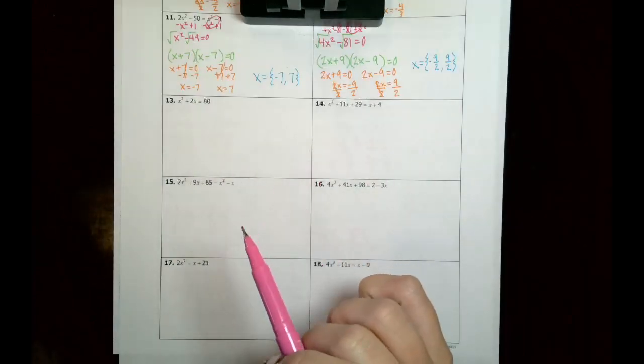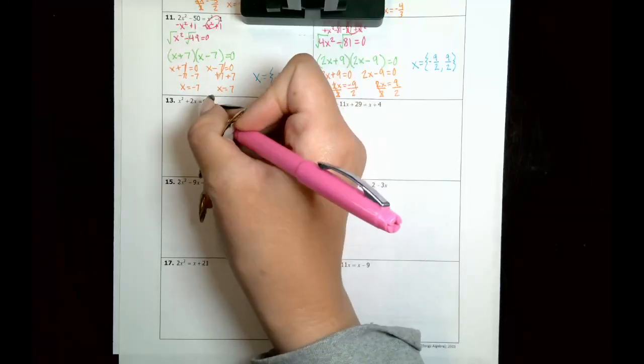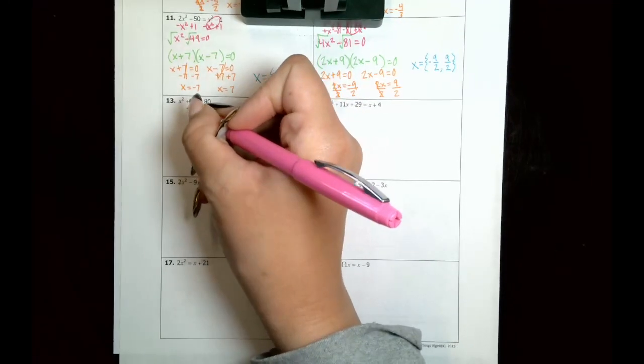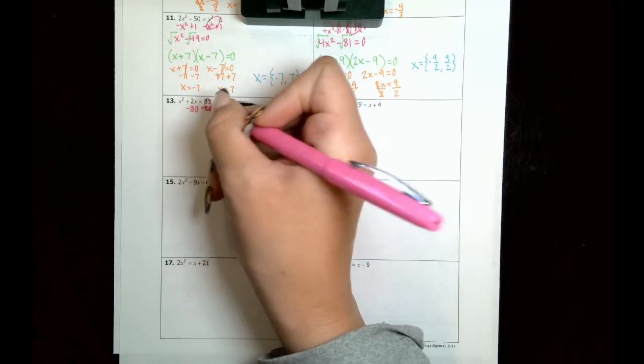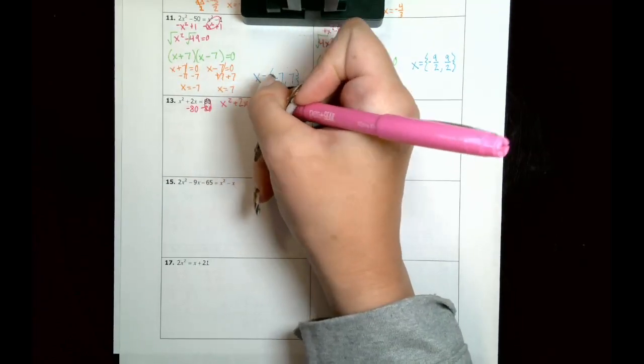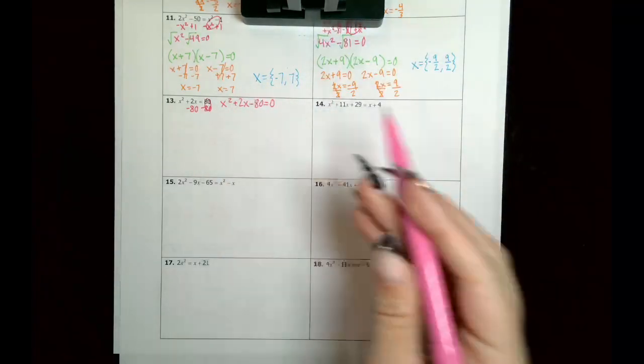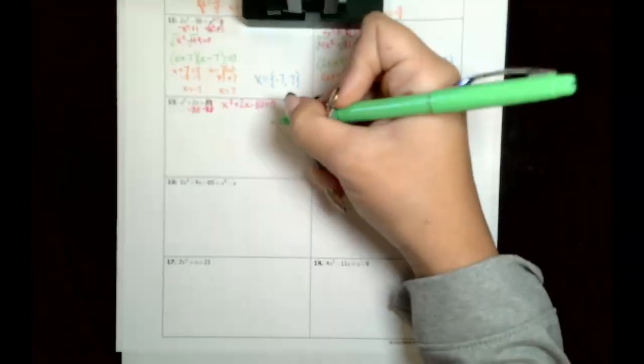Okay, we're getting down to the last few. So we need to subtract 80 to get this equal to 0. So subtract 80 from both sides. So that goes to 0. We're going to have x squared plus 2x minus 80 all equal to 0. So then we need to factor this. So let's tic-tac-toe it.